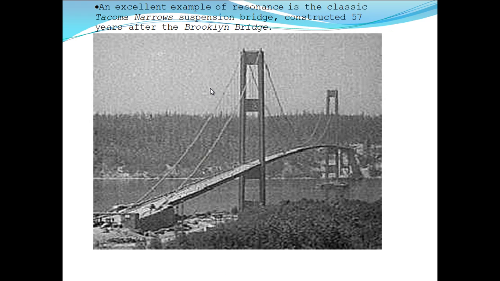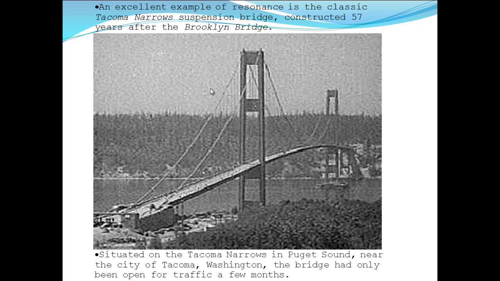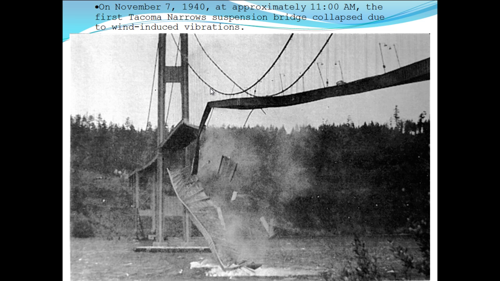So an excellent example of resonance is the classic Tacoma Narrows suspension bridge, constructed 57 years after the Brooklyn Bridge in Tacoma, Washington. Situated on the Tacoma Narrows in Puget Sound near the city of Tacoma, the bridge had only been open for traffic for a few months. Then it hit some wind, and wind on a suspension bridge is going to make the bridge start to vibrate. And this vibration can be bad, because this happens. And on November 7th, 1940, at approximately 11 o'clock a.m., the first Tacoma Narrows suspension bridge collapsed due to wind-induced vibrations.